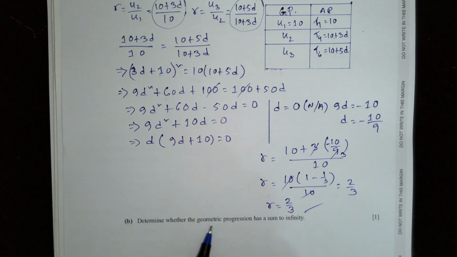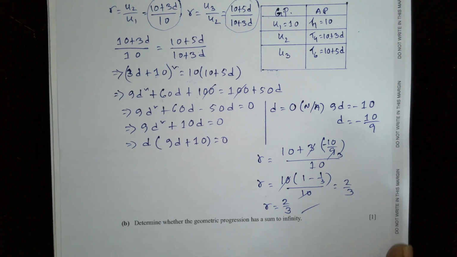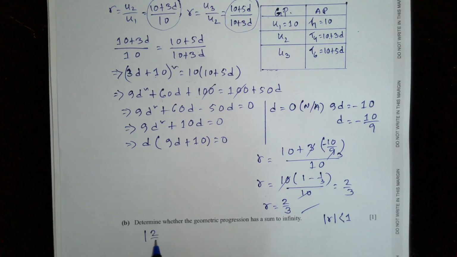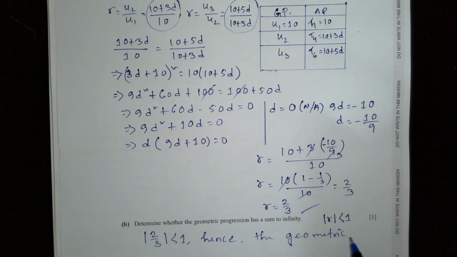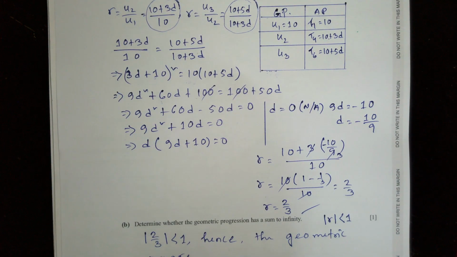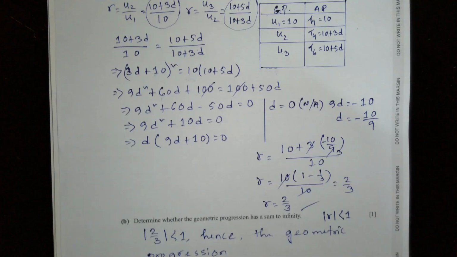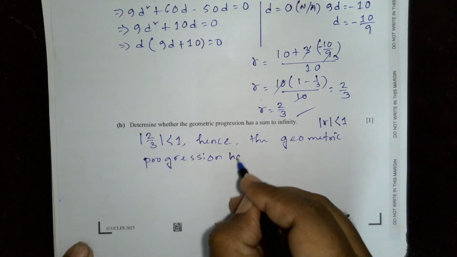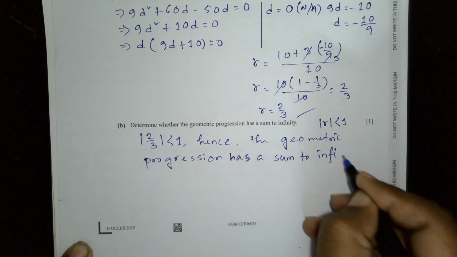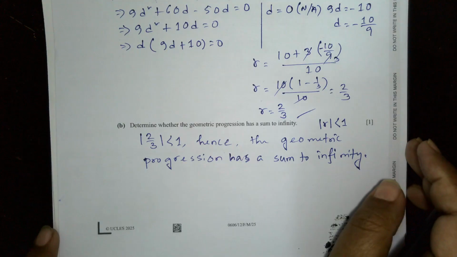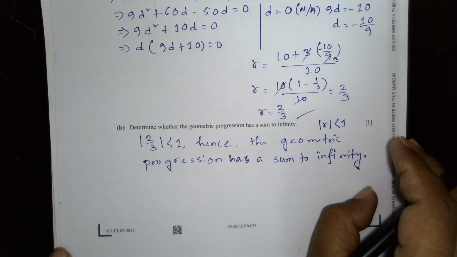It says determine whether the geometric progression has a sum to infinity. For any geometric progression to have a sum to infinity, the modulus of r has to be less than 1. The modulus of 2 over 3 is already less than 1. Hence, the geometric progression has a sum to infinity. Any question?